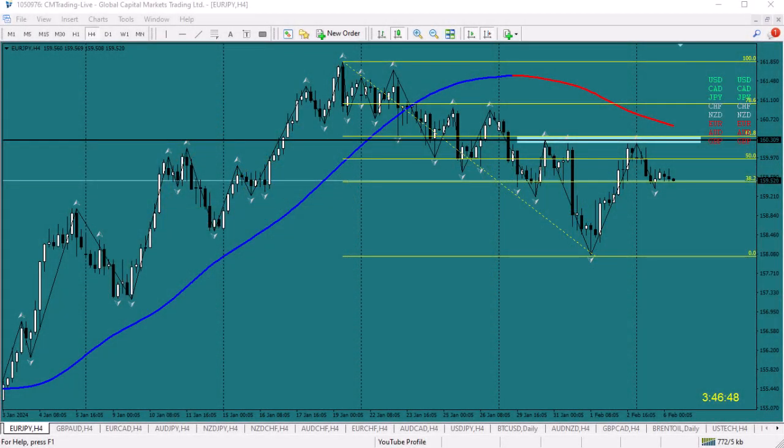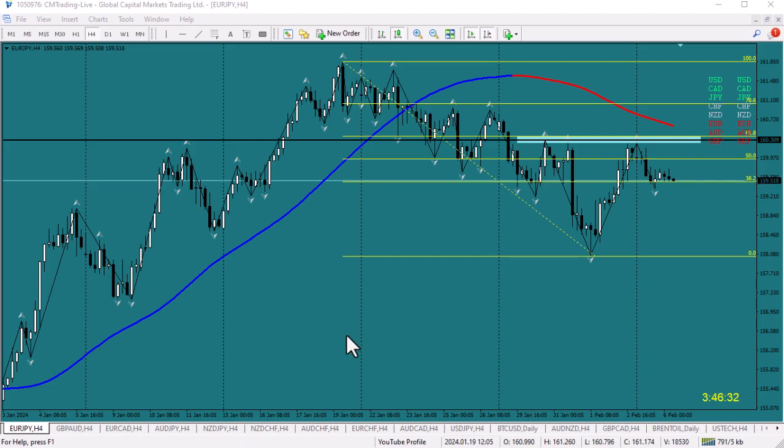Our first pick of the day is a potential short on the euro yen. But before we proceed, remember that trading carries risk and never trade with money that you cannot afford to lose. And at the end of this video, I'll show you my favorite trade idea for today. So let's get started and turn pips and points into profits.